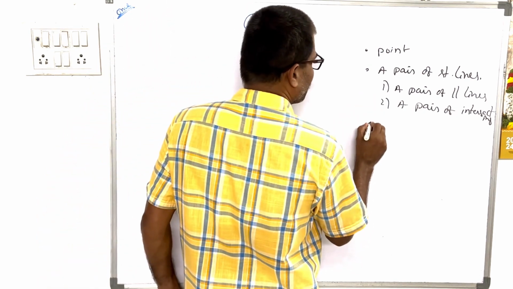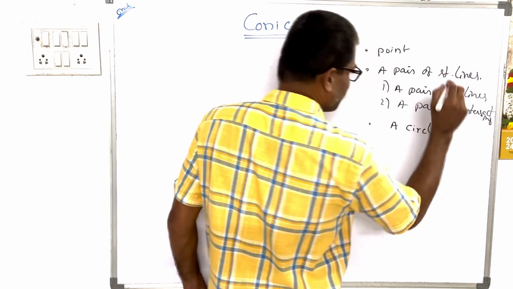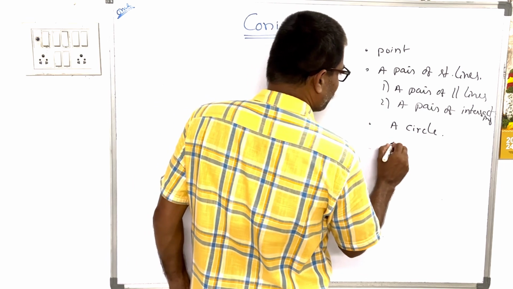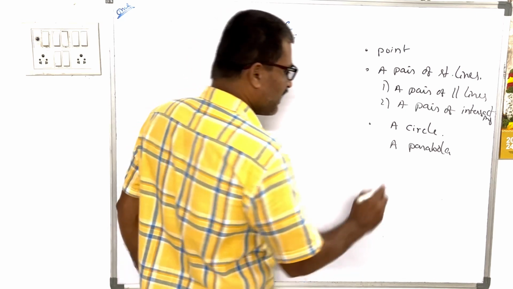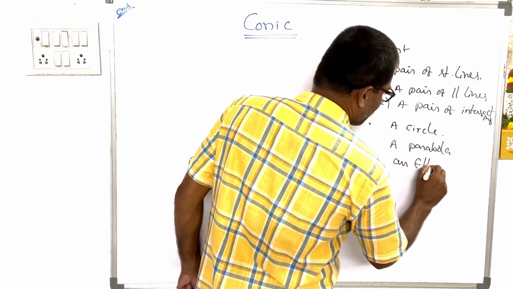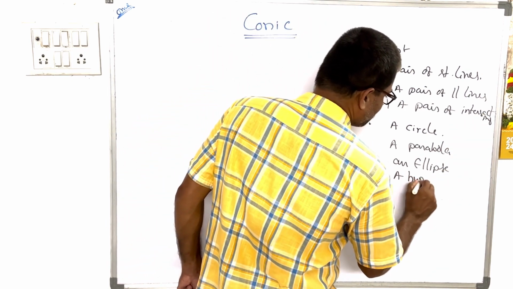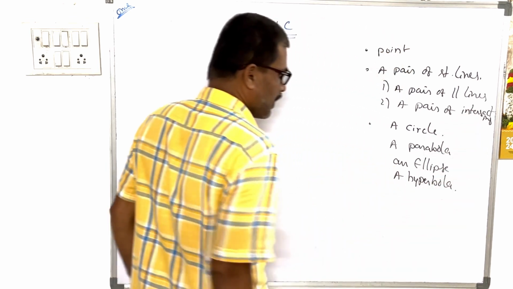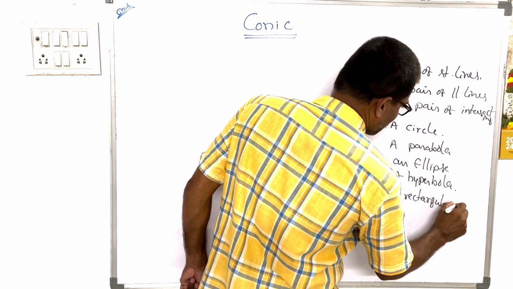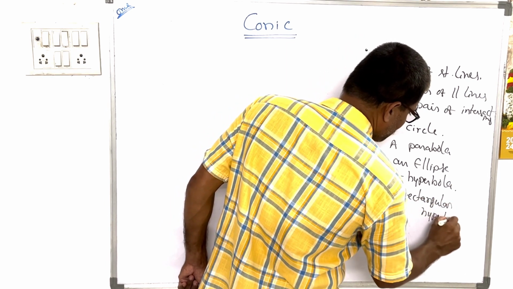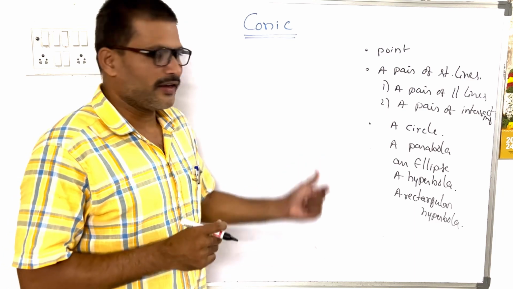Similarly, the third one is a circle. The next one, a parabola. The next one, an ellipse. The next one, a hyperbola, and also a rectangular hyperbola. So these are different types of conics.